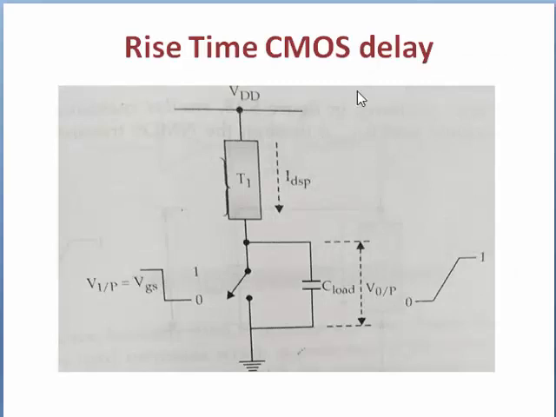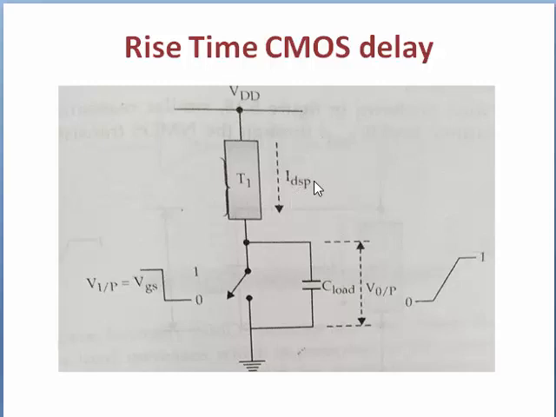For rise time we have to look at the output. The output is 0 to 1 when we apply the input 1 to 0. Vin is equal to VGS, and the output is Vout. In this configuration as shown in the figure, the PMOS device stays in saturation, whereas the NMOS device is in the off state, that means an open switch. So the current flows due to the PMOS, and that current is called IDSP, meaning the drain to source current of the PMOS transistor.